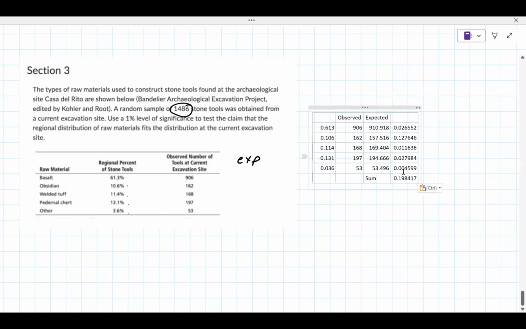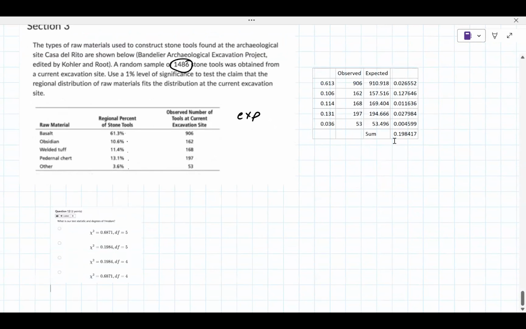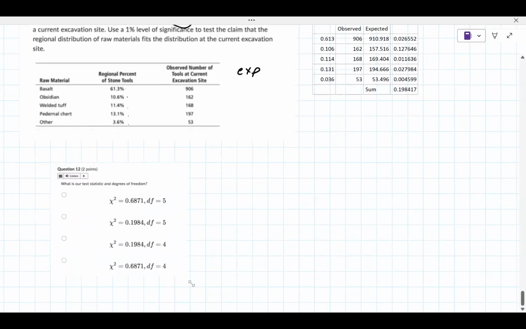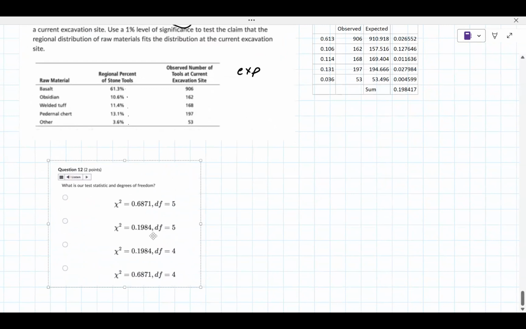All right, so here's the table, and you can see, like I said, the expecteds I had to calculate. The observed are as given, and then you do the chi-squared calculation. So it ends up just being 0.1984 as the chi-squared value, that sum. The degrees of freedom is the number of rows minus 1. You've got 5 rows, so degrees of freedom of 4. So it looks like that third one is the best choice there.